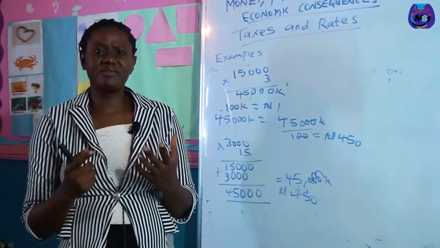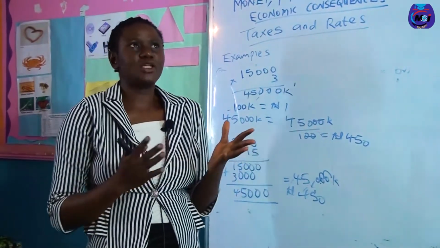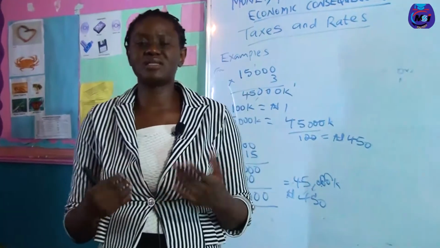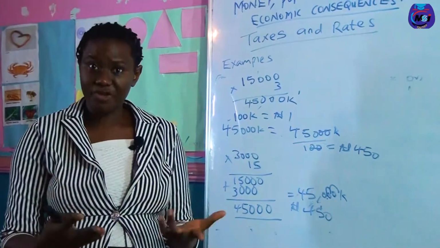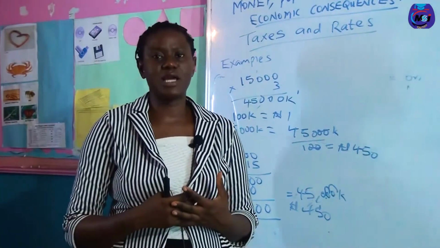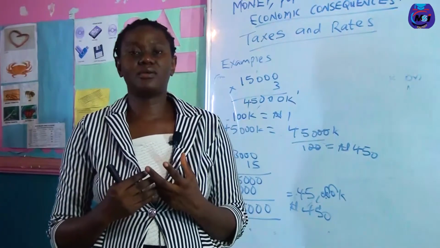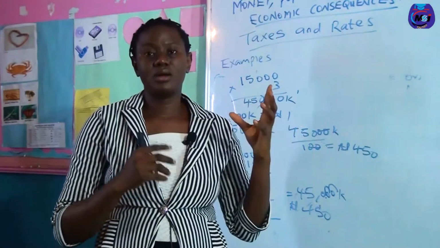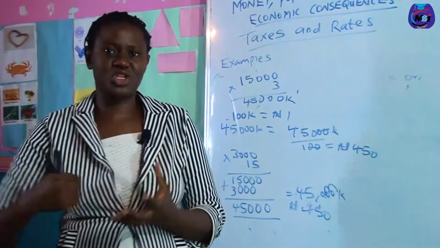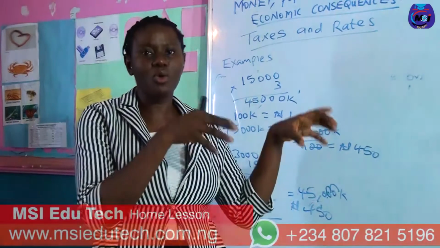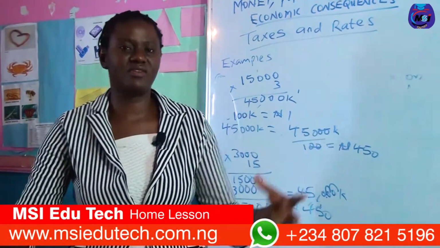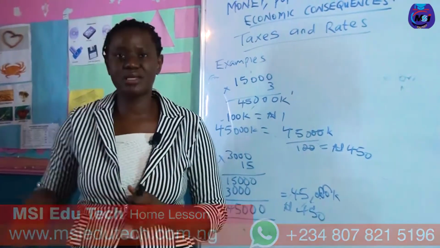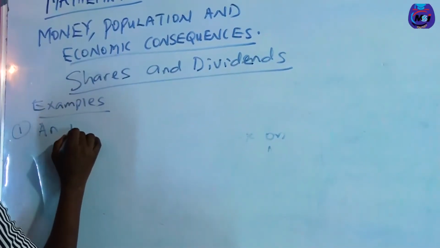And then dividends. At the end of a business year, maybe once in a year, I take stock of the business I have done. Have I made profits? If I had made profits, then we need to share the profits among the shareholders. Those who bought the shares are called shareholders. They own a share in the company, so they share the dividends too. So we're going to be looking at shares and dividends. How do we calculate that? Let's take some examples.